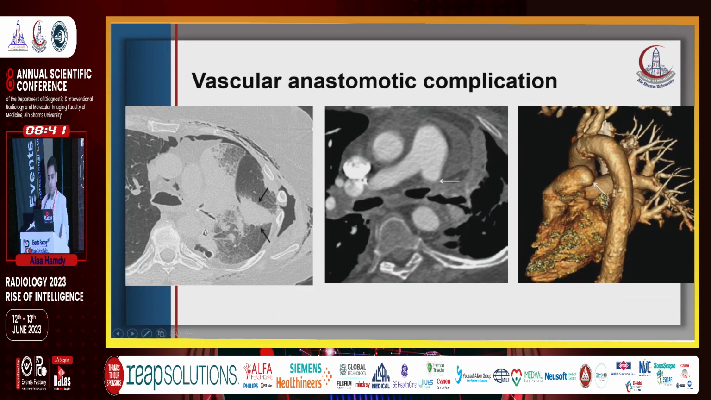We have here a post-left lung transplantation patient with peripheral wedge-shaped multifocal consolidation in the transplanted lung. Axial contrast enhanced CT shows abrupt occlusion of the proximal left main pulmonary artery, and we here have the 3D colored imaging showing the same features.